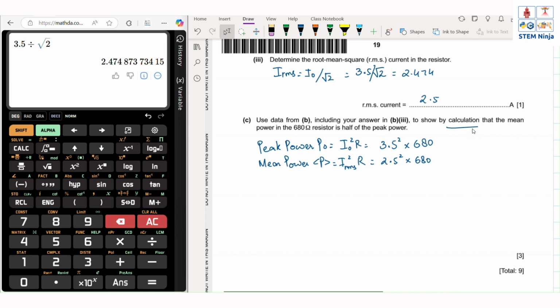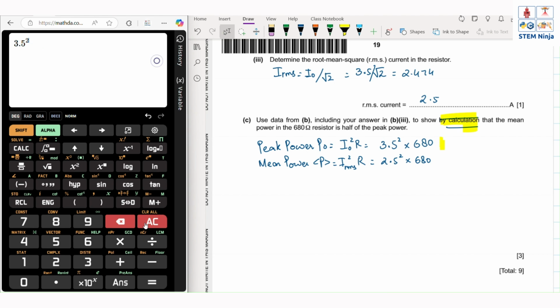The question actually said show by calculation, so we can't just simply use algebra over here. Otherwise, we could use algebra also, but the question clearly said by calculation. If it hadn't said that, we could have used algebra over here. So let's calculate the values. So 3.5 squared times 680, that is 8,330 watt. And if we change 3.5 to 2.5, we get 4250.